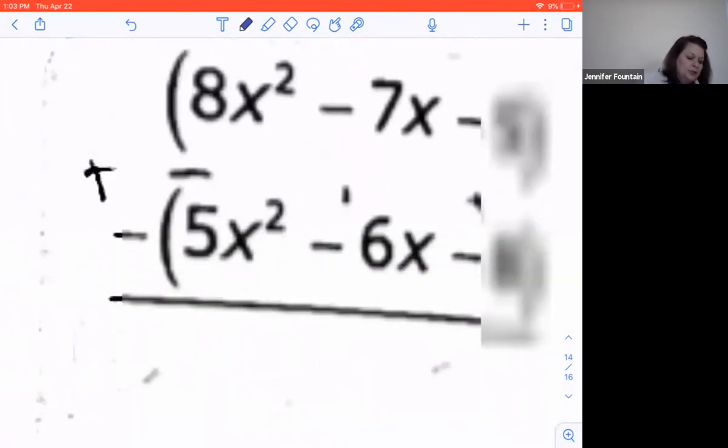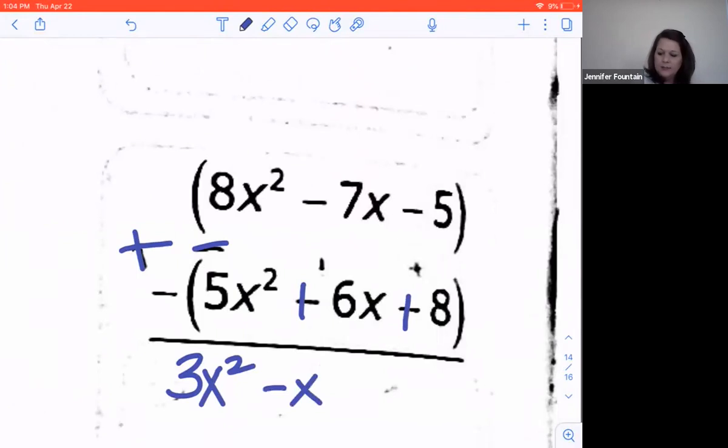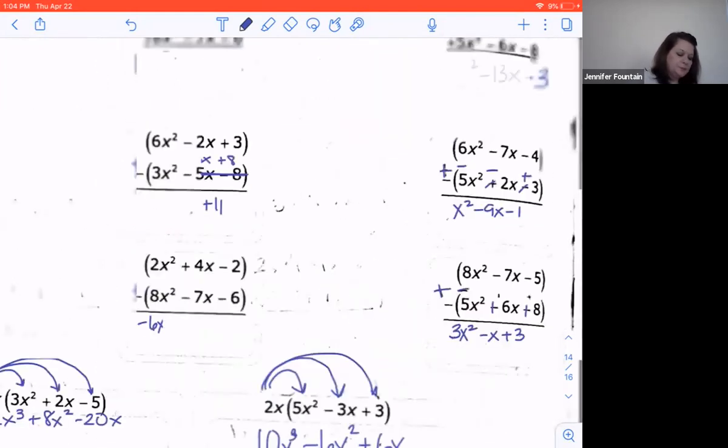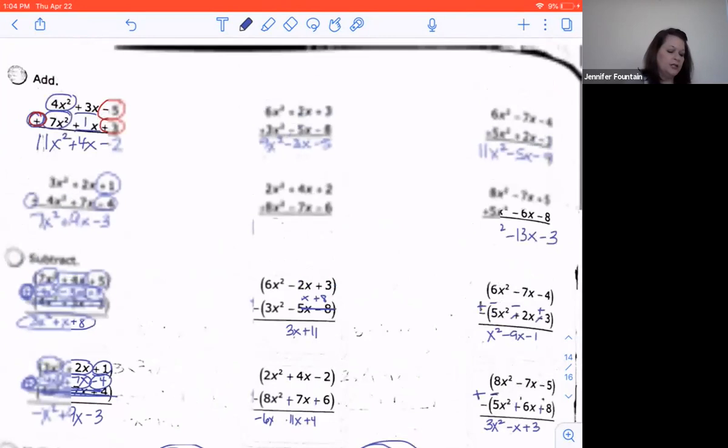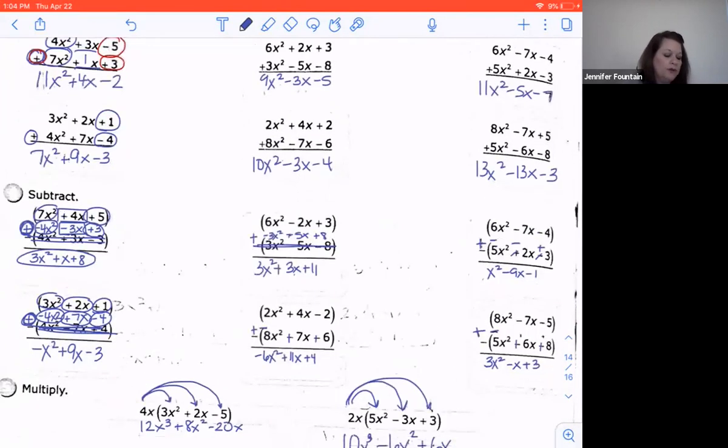And then the last one, change to adding the opposites. 8x squared plus a negative 5x squared will be 3x squared. Negative 7x plus a positive 6x will be negative x. And then negative 5 plus a positive 8 will be a positive 3. Any questions on our addition and subtraction? Anything that you missed and you're not sure why?